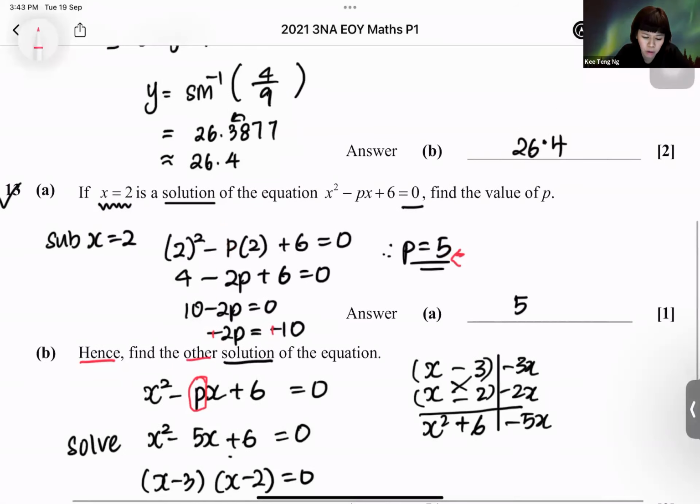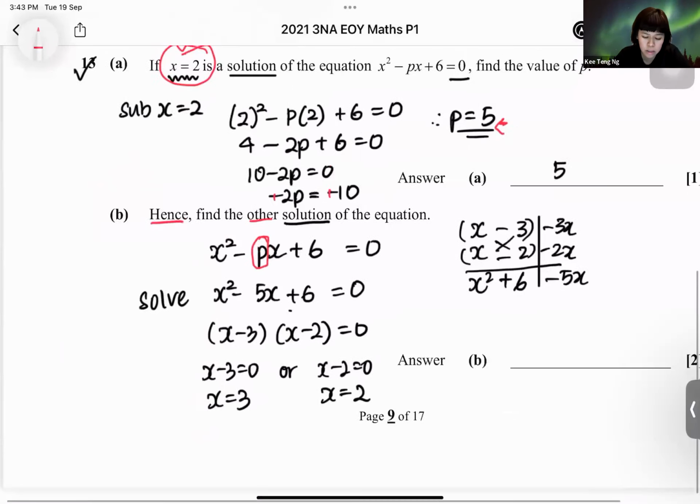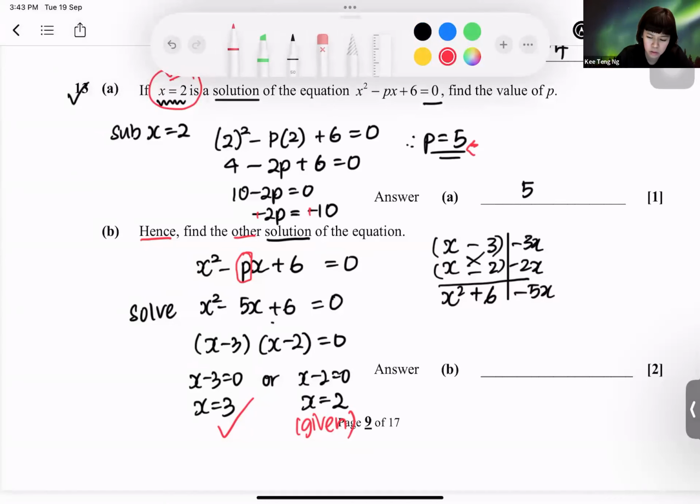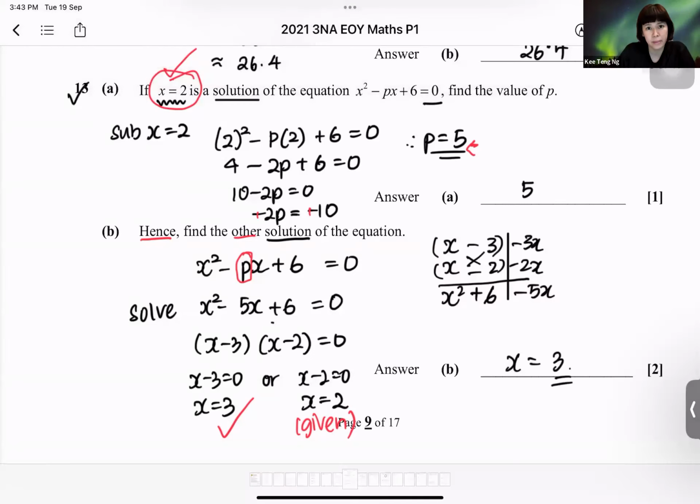The question says find the other solution. Where's the other? We already got 1. This is given. So which one is the other solution? This is given. So the other solution will be x equals the number 3. Have you gotten the concept? So there is quite a little bit of mental sum for you to go through. So please take note.